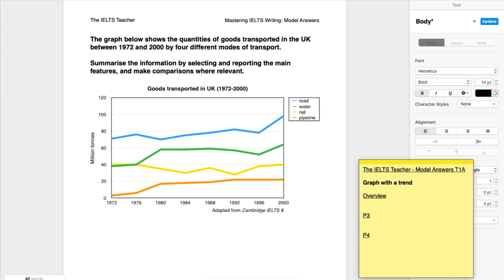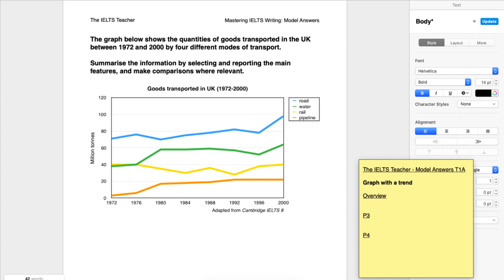So what you absolutely shouldn't do here is include any specific figures. So you don't want to talk about how in 1980 pipeline distribution was at almost 20 million tons. Nothing like that. Instead, what you want to focus on here are either comparative elements or overall trend elements.